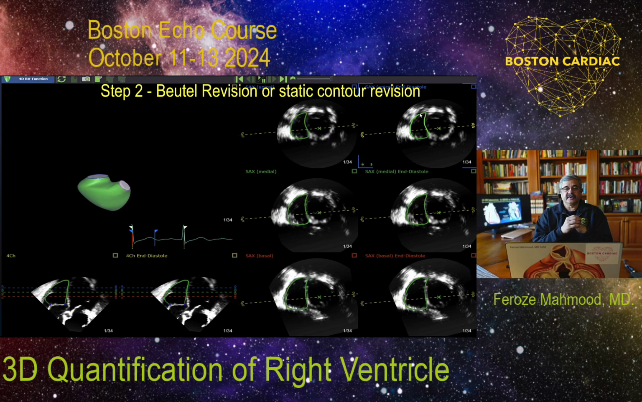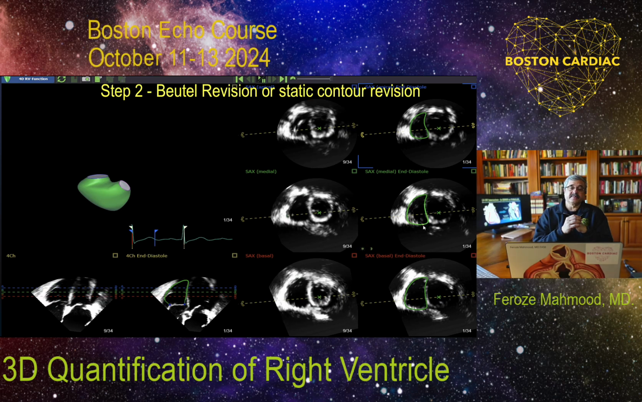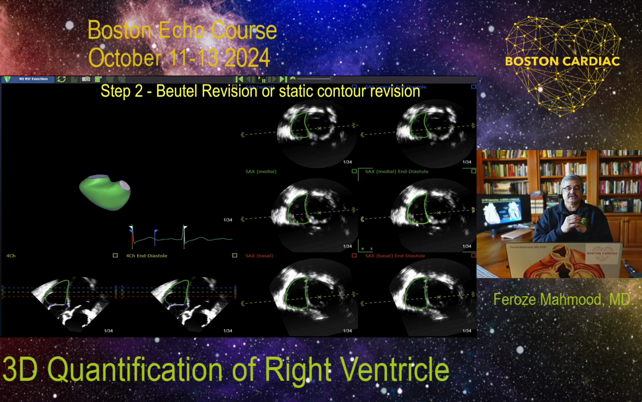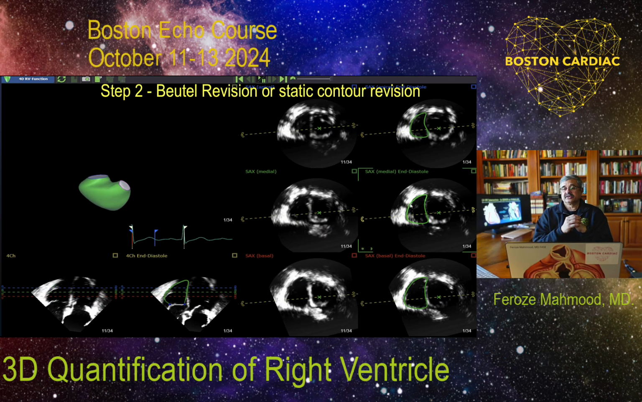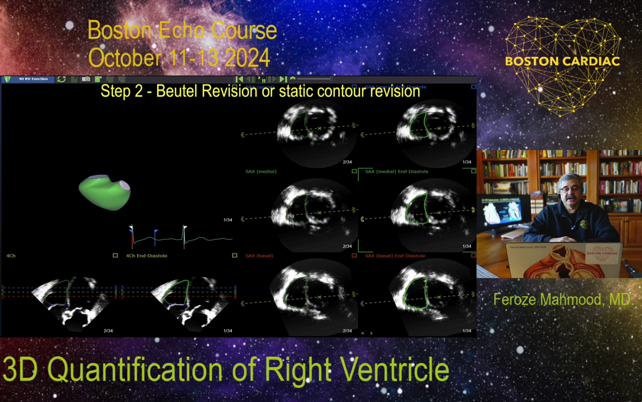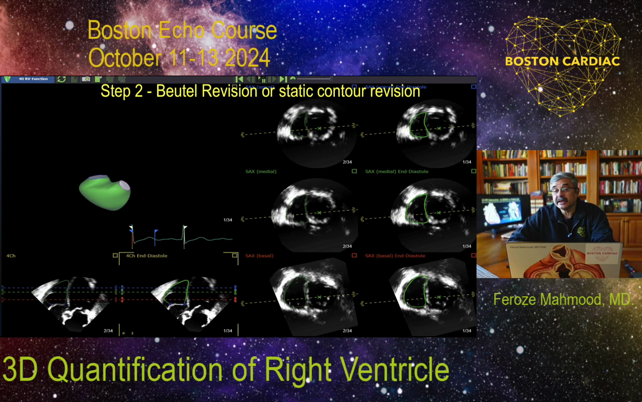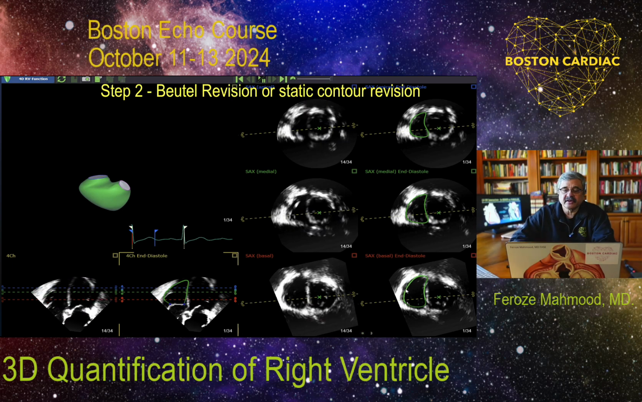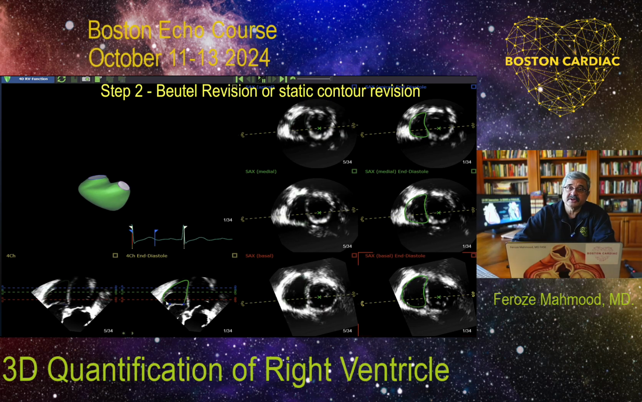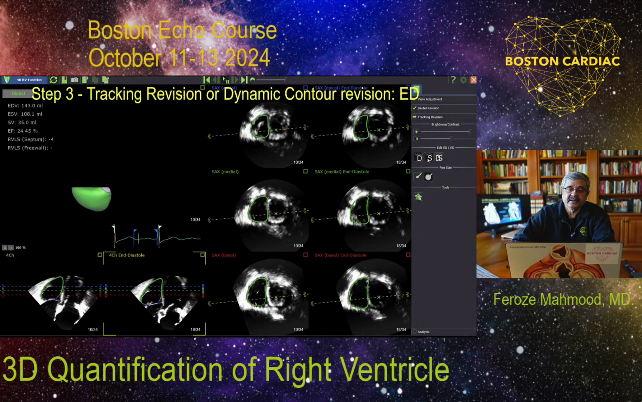The images are tracked, and you can see that this does a pretty decent job, which is referred to as the static contour revision, because you have the ability to manually correct for any incorrect assumptions made by the software, and you can see if it is not tracking it, you can manually correct for that tracking. But most of the time, if you have a great image, it doesn't really matter.